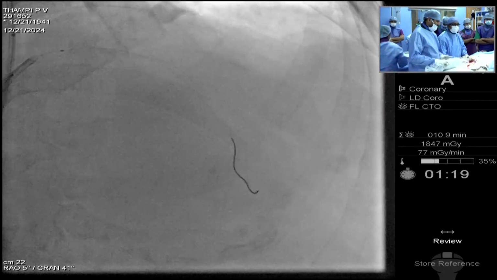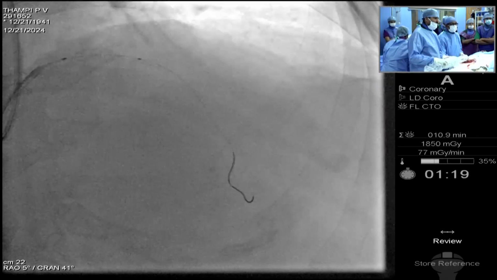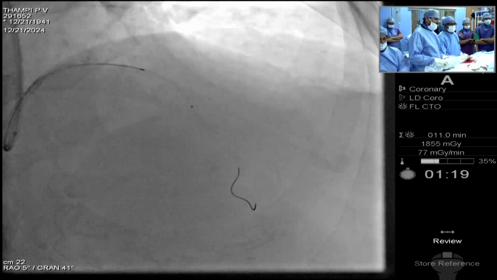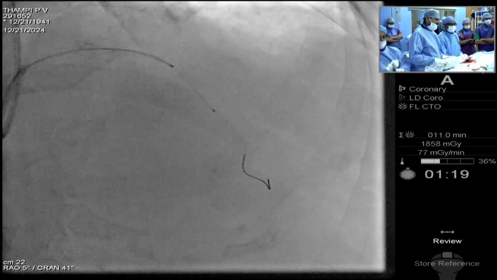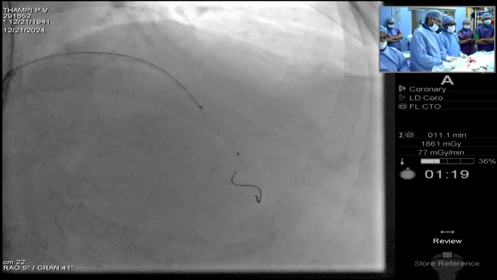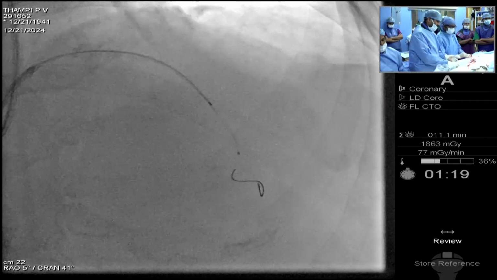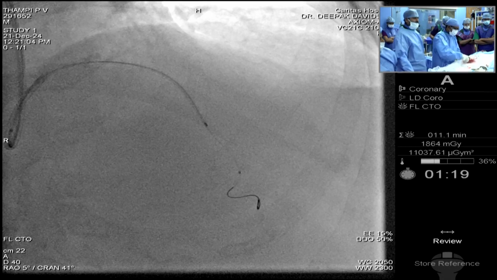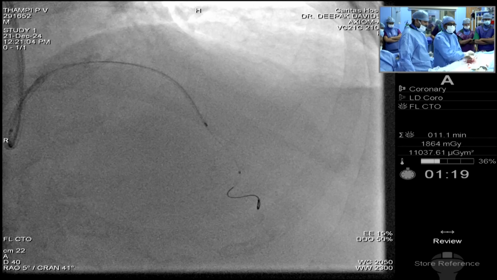Now it's gone in without much difficulty. Okay, we've crossed the distal lesion. We'll have a quick OCT run. Then give some nitro also. There is some ST elevation.